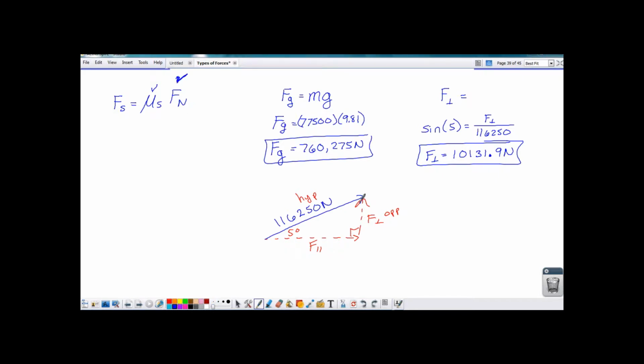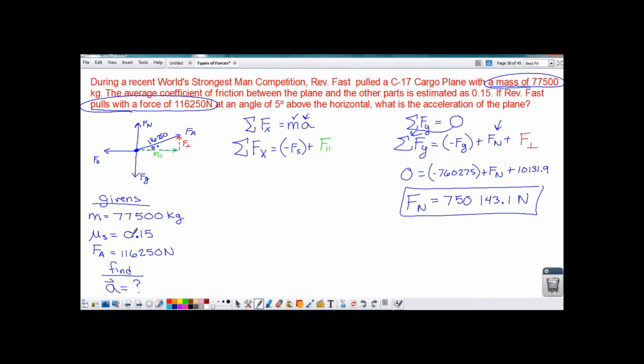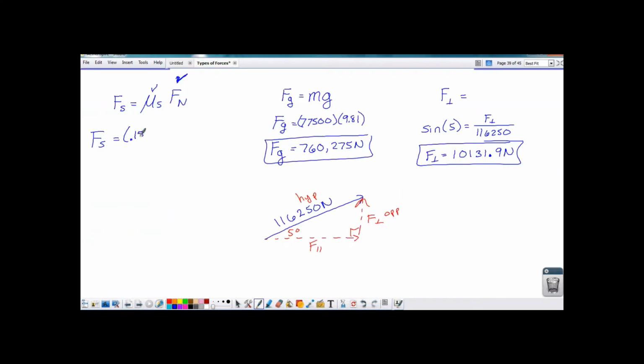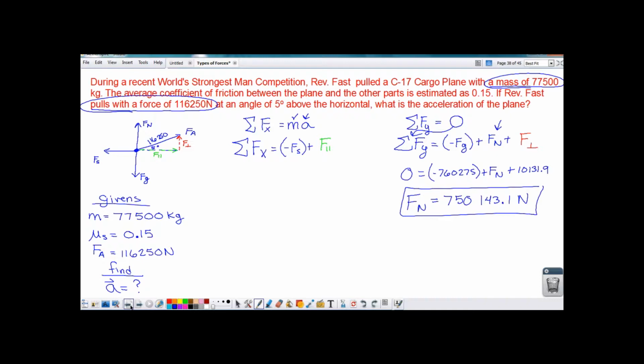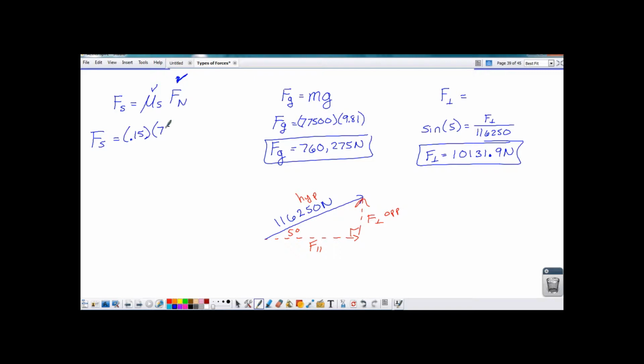Now that we've got the normal force and the coefficient of static friction, we can find the force of static friction. The force of static friction is equal to the coefficient of static friction, which is 0.15, multiplied by the normal force, which we just found was 750,143.1 newtons. Multiply those together, and we get the force of static friction is 112,521.45 newtons.